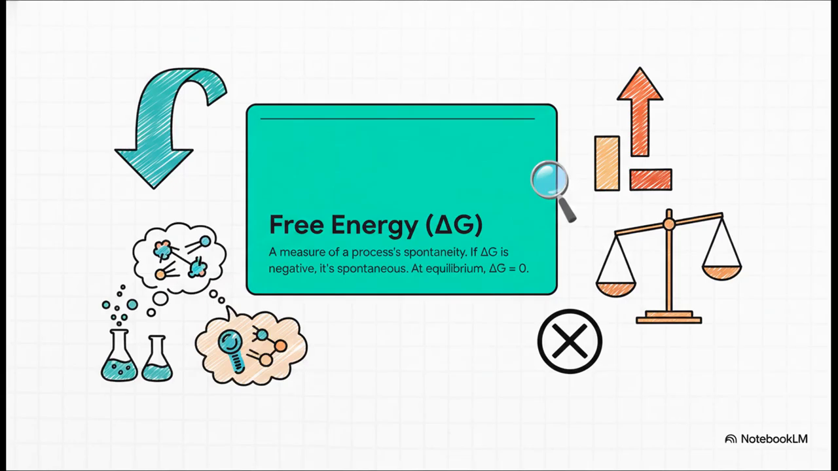But why? What's the real driving force? Well, it all comes down to a concept called free energy, or delta G. Think of it like a ball on a hill. A negative delta G means the reaction is rolling downhill. It'll happen all by itself. A positive delta G means you'd have to push it uphill. And at equilibrium, that's the bottom of the valley. The system is stable. It's found its balance.